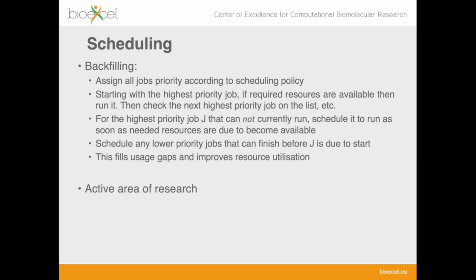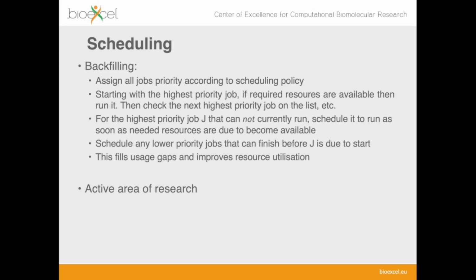To give one sense of what's going on, there's something called backfilling, which is that a scheduler can start by looking at all the jobs that it currently knows about. It assigns them priority according to some scheduling policy. Then it starts with the highest priority job, and if it can currently run, then it would run it. Then it checks the next highest priority job, and if that can run already, then it runs it, and so on.